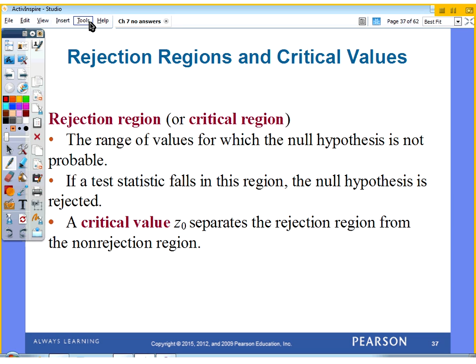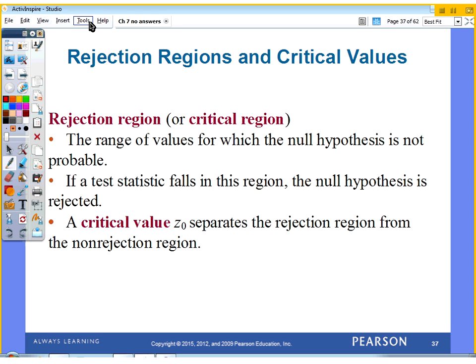Today we're going to look at the second method of hypothesis testing, which involves rejection regions and critical values. Now this is the more traditional method. We have seen this for years and years, and so what you're going to find is that a lot of the steps are exactly the same as the p-value method, except they're in a different order.